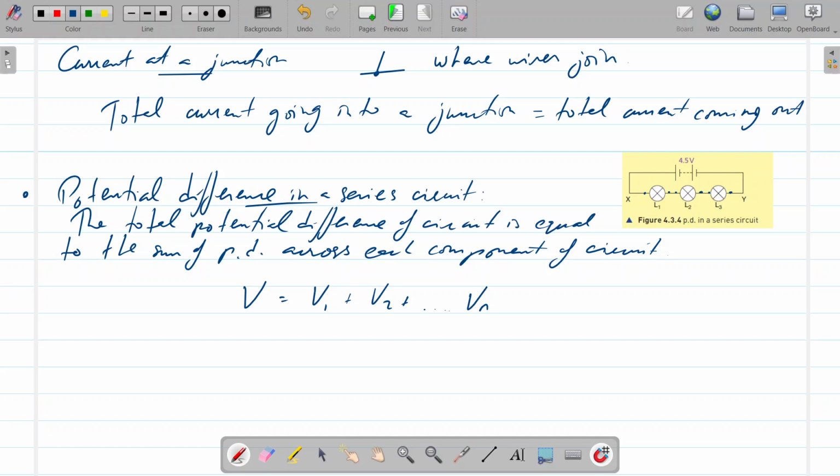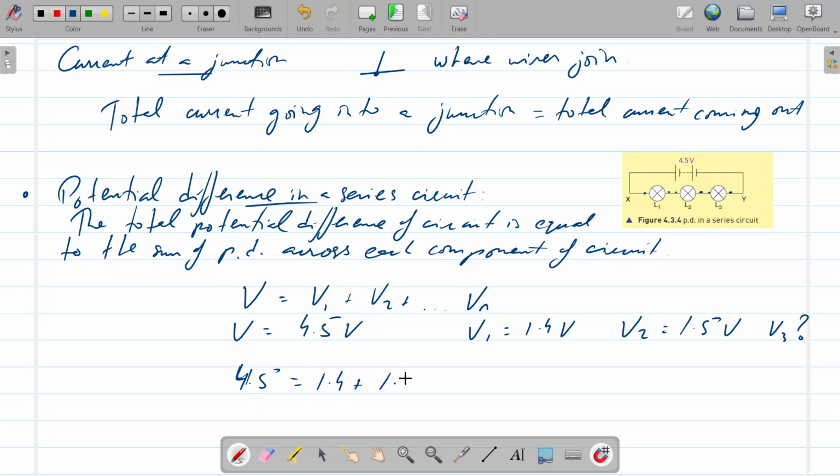And so what you can guess is, for example, the first lamp. We know V total is 4.5 volts because that's given to us, and V1 is 1.4 volts and V2 is 1.5 volts. And so what is V3? We can do 4.5 equals 1.4 plus 1.5 plus V3. And so V3 equals, you add this and you shift it, and you get 1.6 volts.